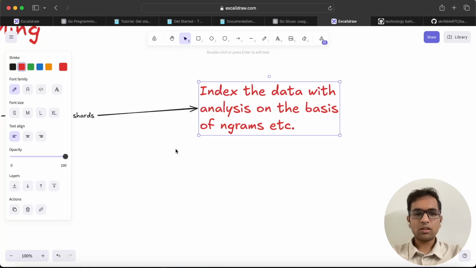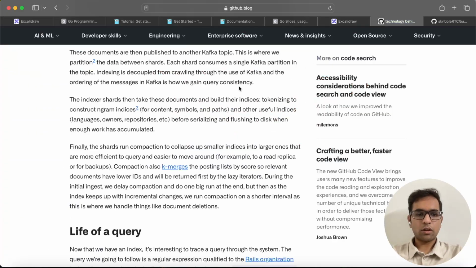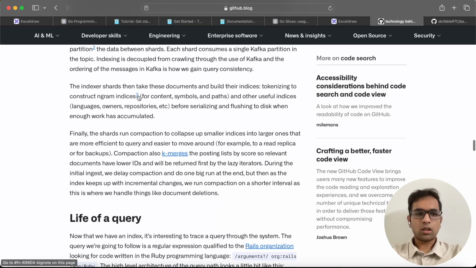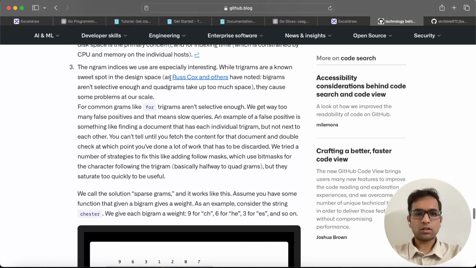Basically, for the n-grams, the sweet spot to consider is trigrams. Whenever we are indexing, trigrams allow us to be selective about all the strings or all the data that is present. This conclusion was based on an article: Russ Cox and others have noted bigrams aren't selective enough and quadgrams take up too much space. They cause some problems at our scale.